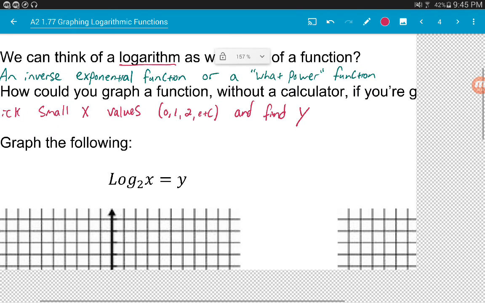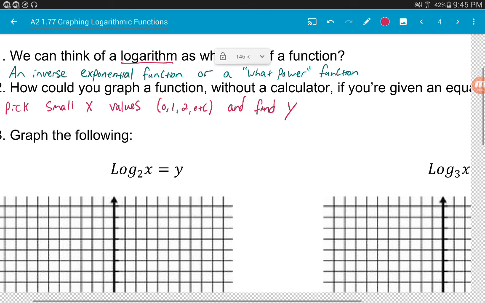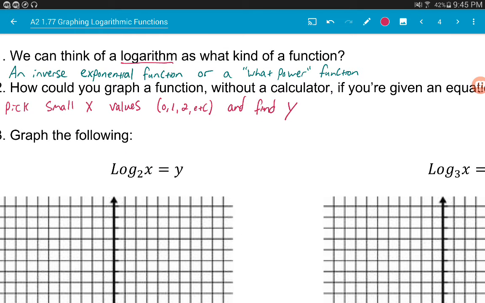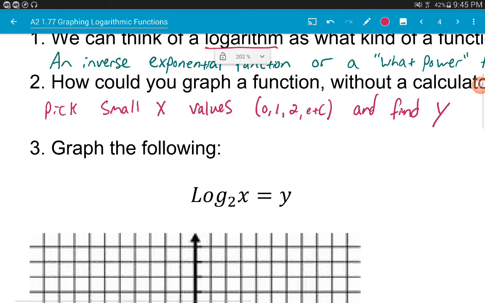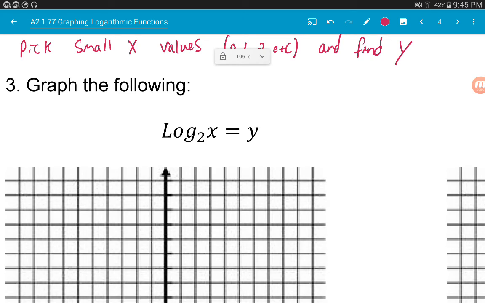Now, if you wanted to graph a function, any function, but you didn't have a calculator, how could you find points on that function? Essentially, what you could do is pick small values of x, like 0, 1, 2, etc. You could plug them in, and you could find y. Now, to start off this lesson, we defaulted to the calculator.